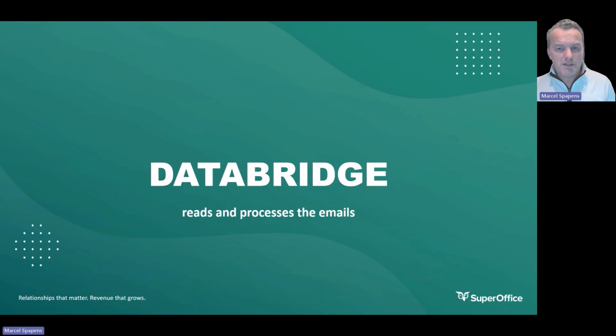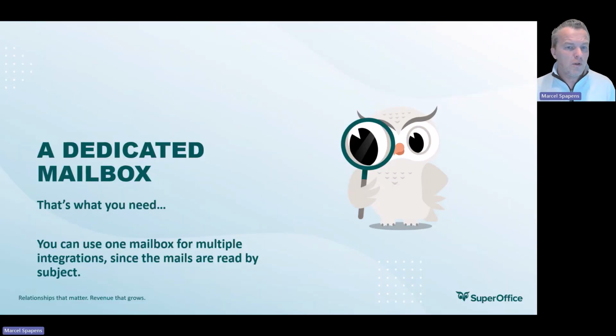So DataBridge reads and processes these emails, and all you need is a dedicated mailbox that you give DataBridge access to, and that receives all these emails. It could be a BCC sent to this dedicated mailbox, for instance, for this email with an invoice. So the invoice will go directly to your customer, but you'll make sure that the BCC address is filled with your dedicated DataBridge mailbox.